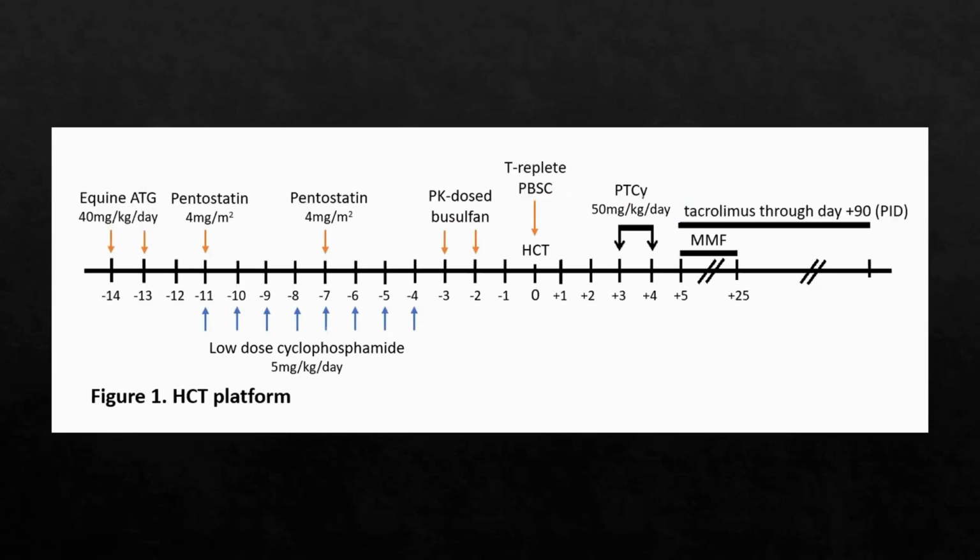And then what we did is we added ATG on day minus 14 and day minus 13. We switched marrow for peripheral blood as a graft source. We changed sirolimus, which can often promote mixed T cell chimerism, to tacrolimus. And at the point that we were at in the MMF duration de-escalation on the other study, we shortened the duration of MMF to day 25.